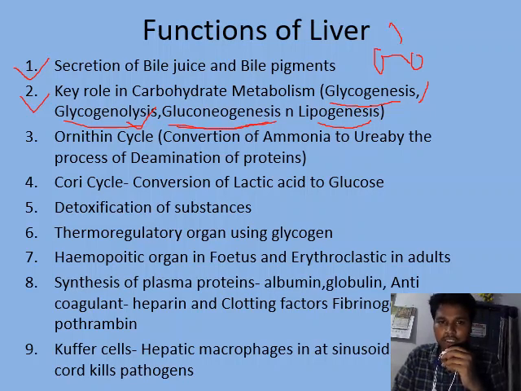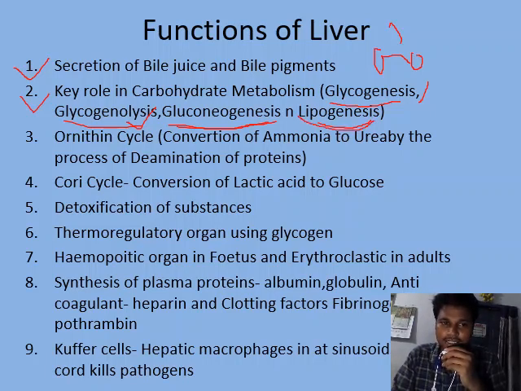It means the formation of glucose from non-glucose, non-carbohydrate substances. Okay, so fatty acids and proteins are non-carbohydrate substances. From them, if the glucose is generated, the process is known as gluconeogenesis. Lipogenesis is the formation of fat.